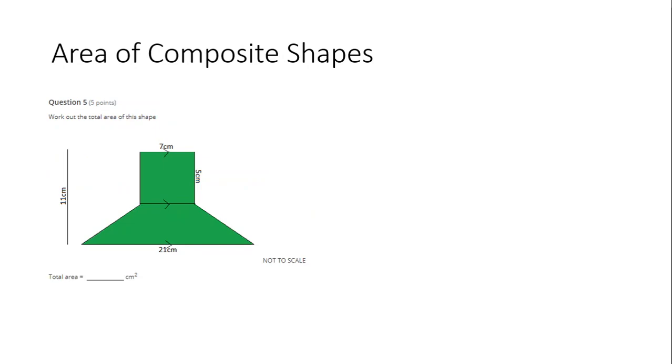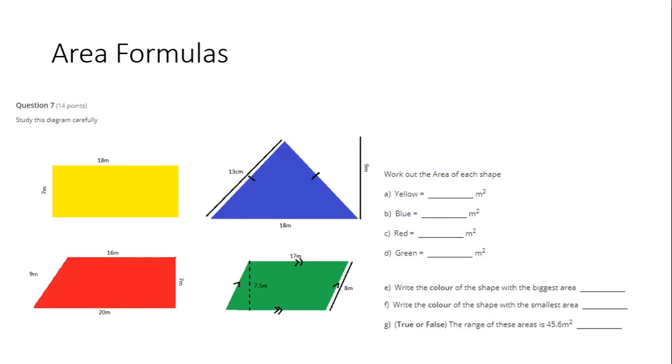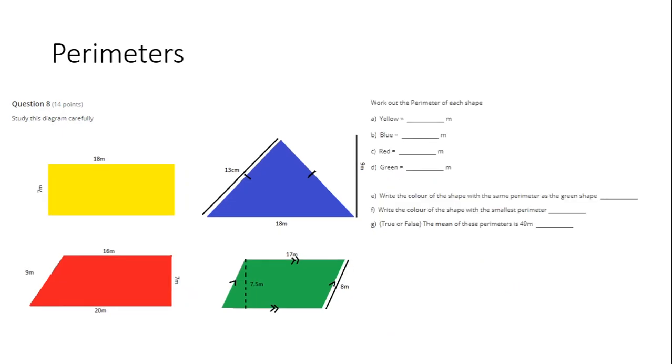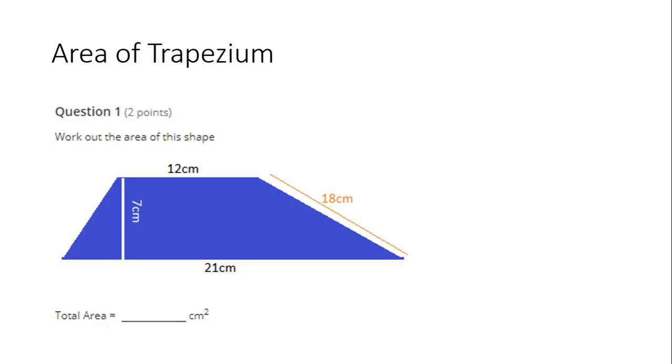Question 5, work out the total area of this composite shape. Question 6, work out the area of one shape and use that area to find the base of the other. Question 7, work out the areas of all four of these shapes and form some comparison about them. And question 8, work out the perimeters of all of these shapes and do some comparisons. Let's start taking up these answers.